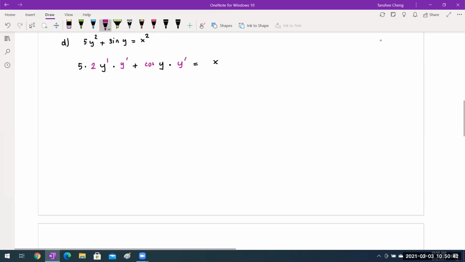So bring down the 2, right? And then minus 1 to the exponent, which will be 1. So now simplifying a bit, this will be 10y prime plus cosine y times y prime is equal to 2x. So factoring out and then dividing both sides by 10y plus cosine y, that will give me my y prime, which is the final answer.